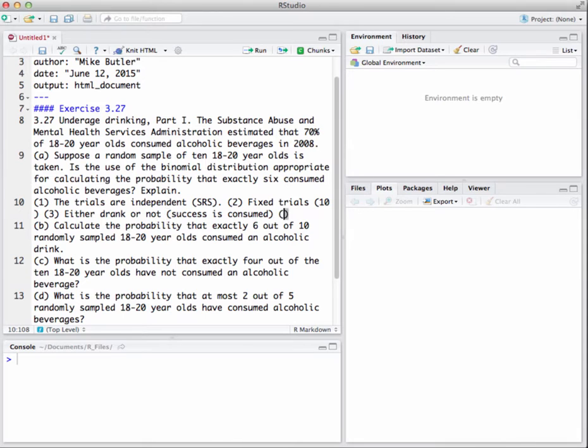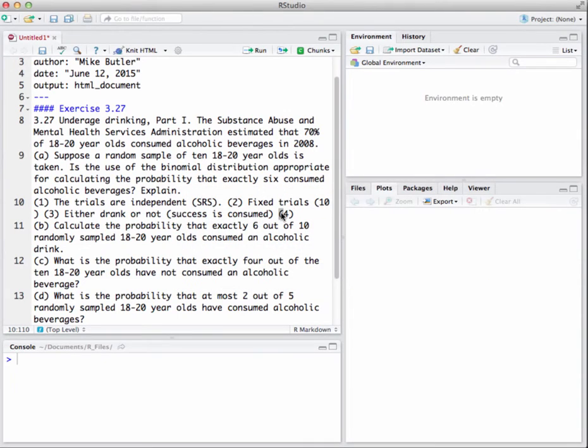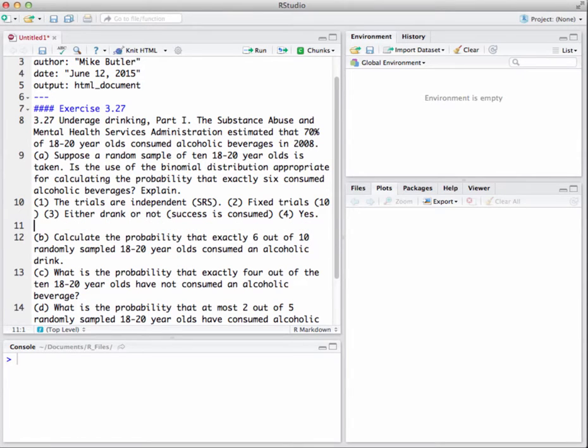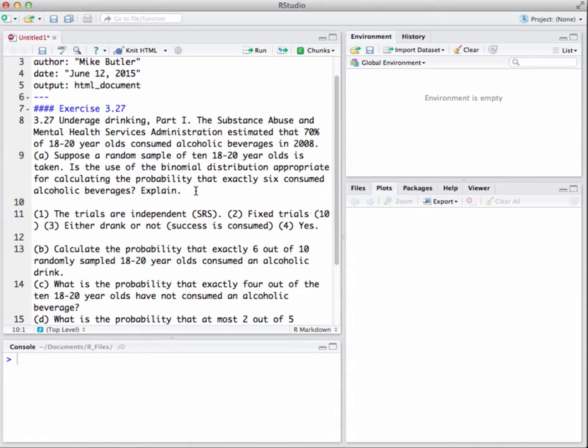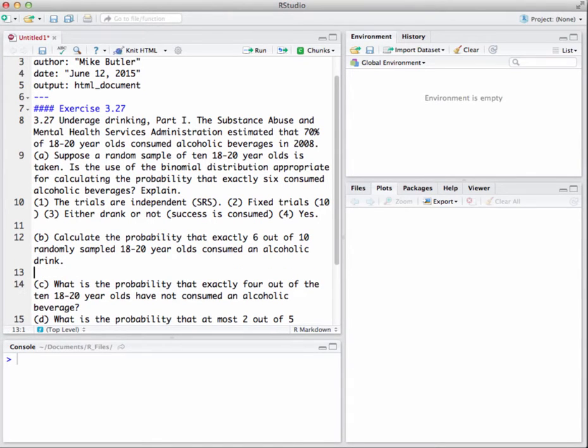Okay, and then last but not least, the fourth thing, and that is the probability of success P is the same for each trial. This one's actually kind of a deep question. We're not going to go into it. We're just going to say yes. All right. The reality is that the population is large enough that you're not going to be changing the probabilities by taking samples out of there. But in smaller populations, you've got to be careful because that may not be true. Okay. All right. Let's leave that and let's move down to part B here.